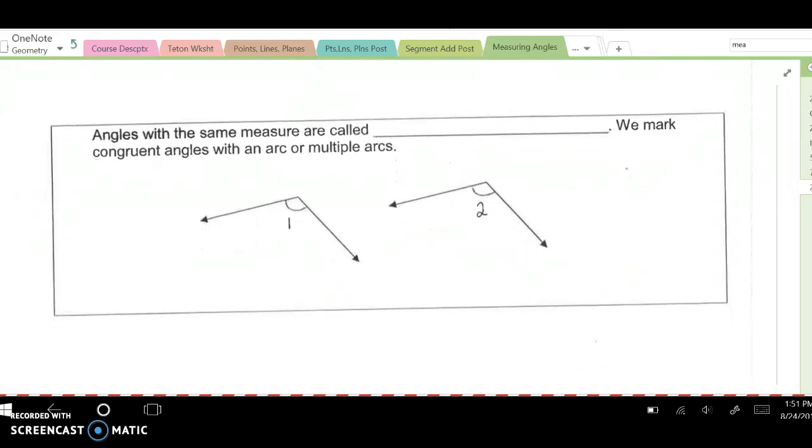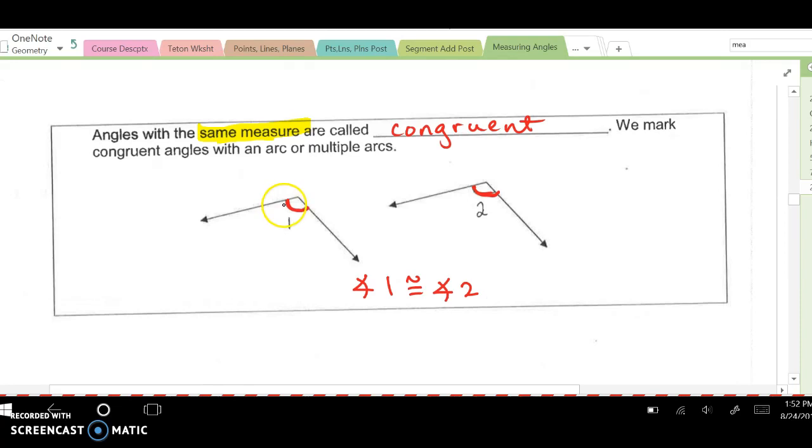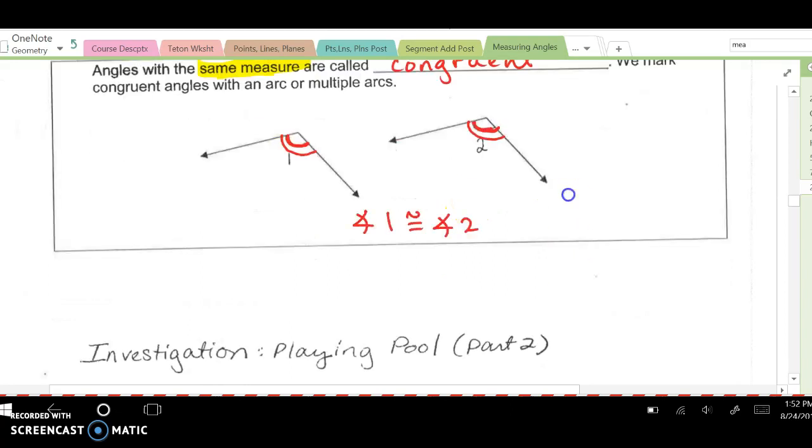Okay, so angles with the same measure, we know that things with the same measure in geometry are called congruent. And so we mark congruent angles with an arc or multiple arcs. So this little arc right here and right here tells me that angle 1 is the same exact degrees as angle 2. Okay, so they can be turned different ways, but they have to have the same degrees. I could also give it 2 rings if I wanted to. That would also still denote they just have to have the same number of rings.